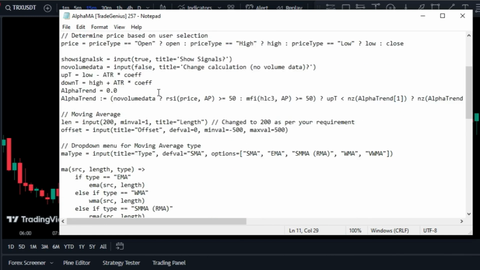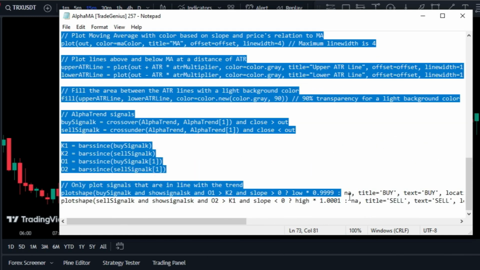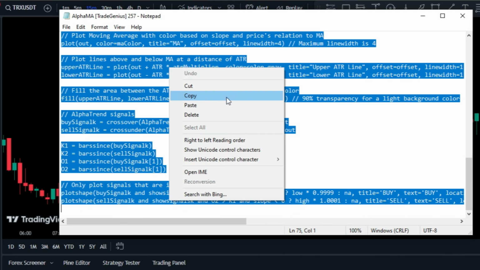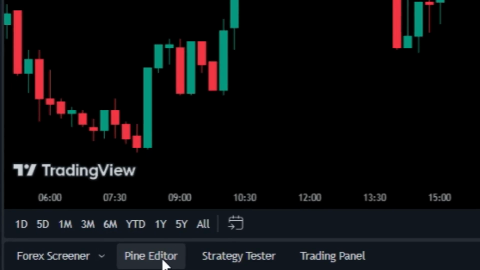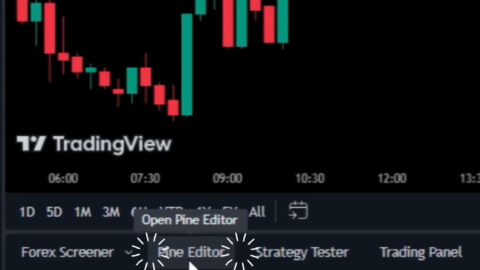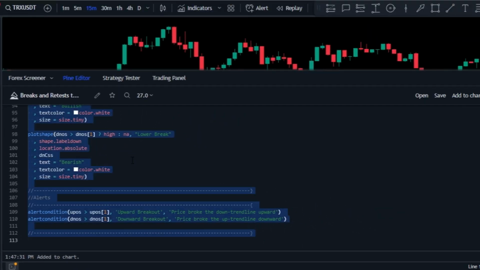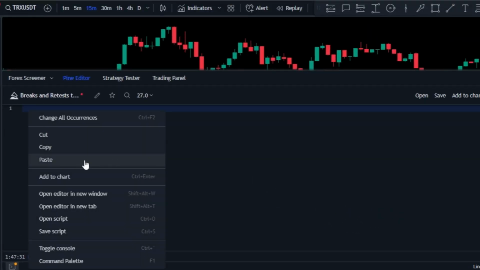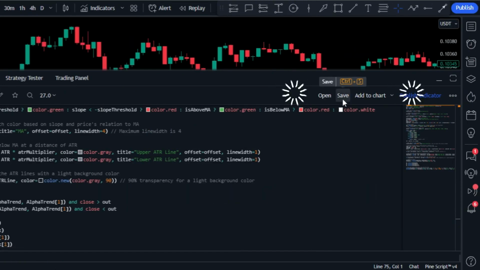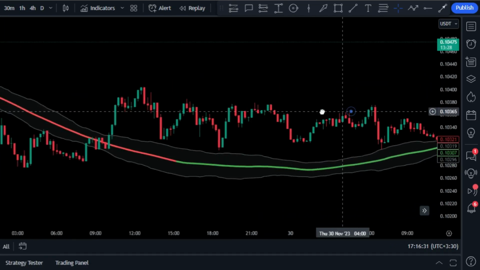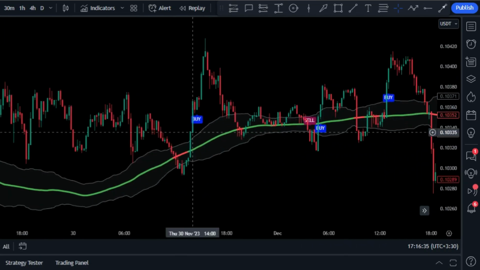After downloading the text file, open it, highlight all the text and copy it. Your next stop is the Pine Editor section on the TradingView website. Clear out any existing content in this section and replace it with the text you've copied. Voila! You've successfully added the indicator to your chart, and it's yours to keep absolutely free.